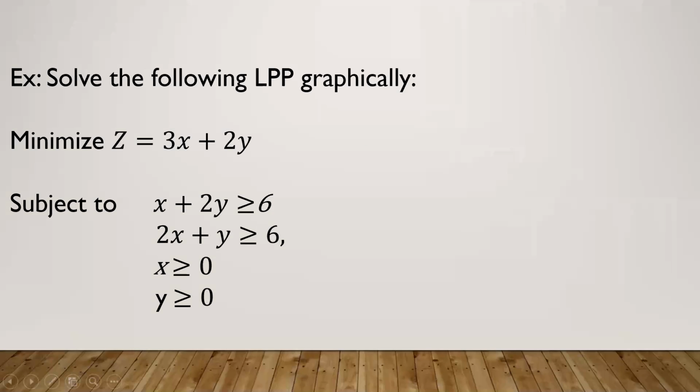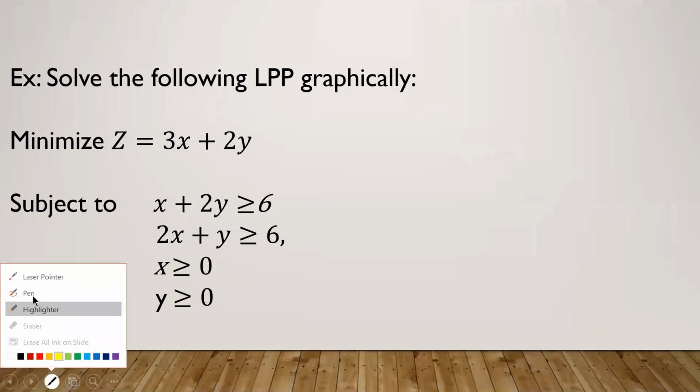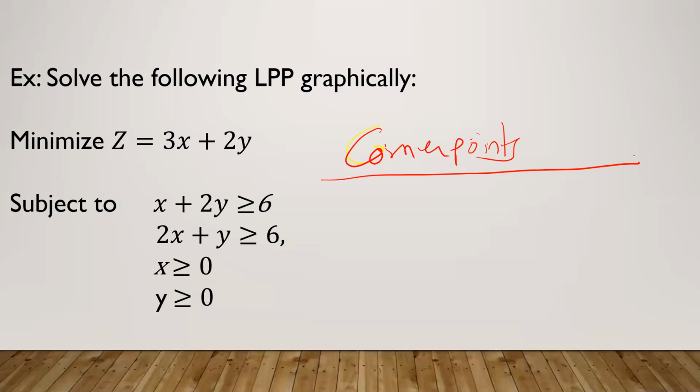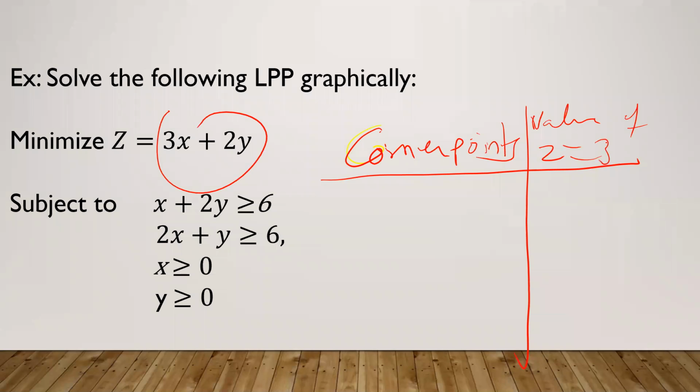So we'll make a table like this. We know that our solution will occur at the corner points. So we will write down the corner points of the feasible region. Once we have drawn the feasible region, almost your problem is complete. Now you will find out the value of Z here. Z is 3x plus 2y.